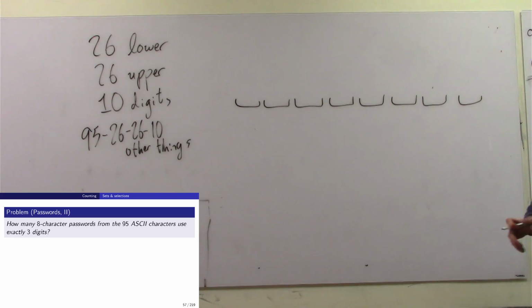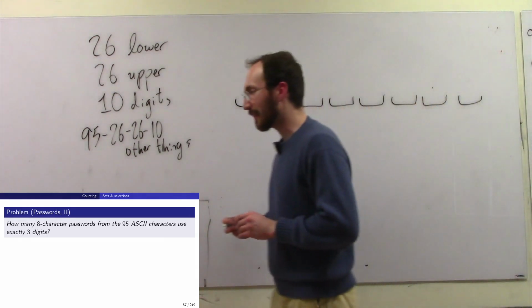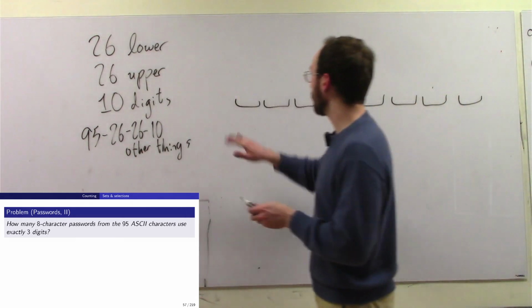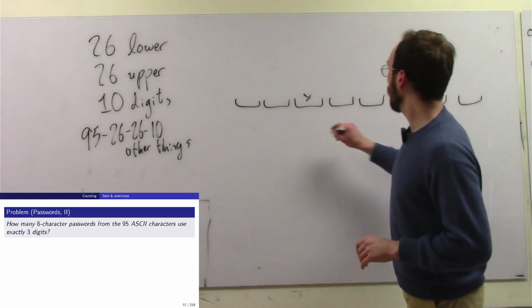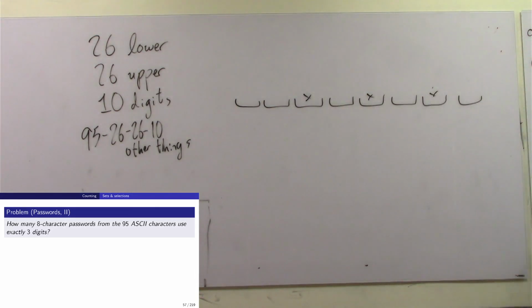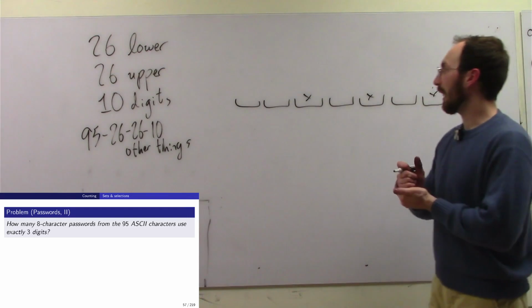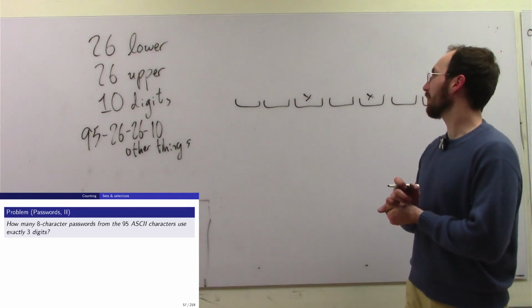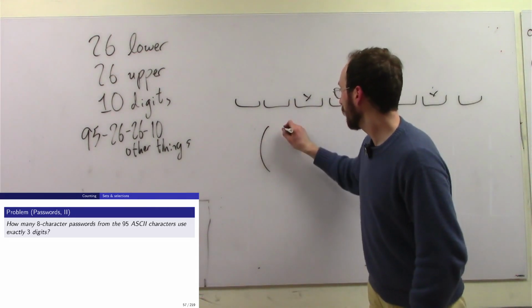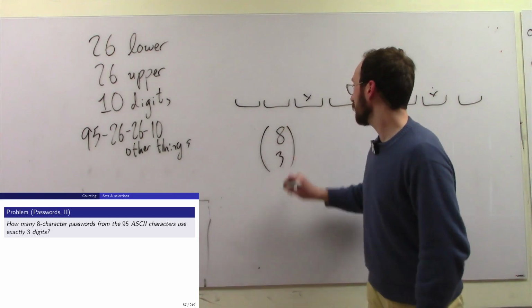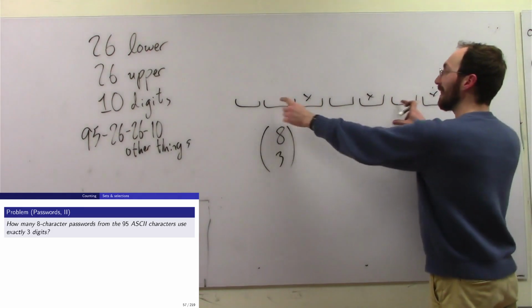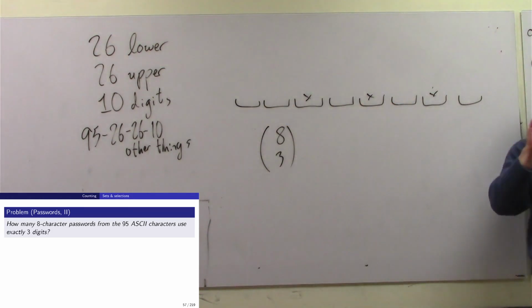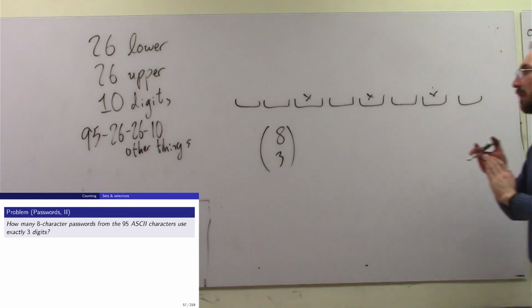And now I want to select 3 of these 10 spots. And I'm going to put some digits there. Say this one, this one, this one. I have a tool to figure out how many ways there are to do that. Luckily, there are 8 choose 3 many ways to select where we're going to actually put the digits.